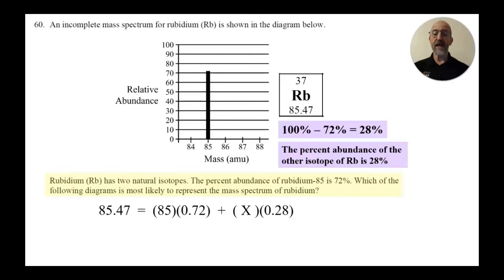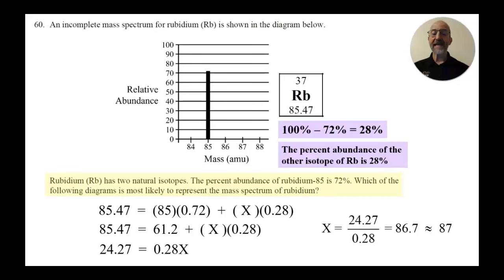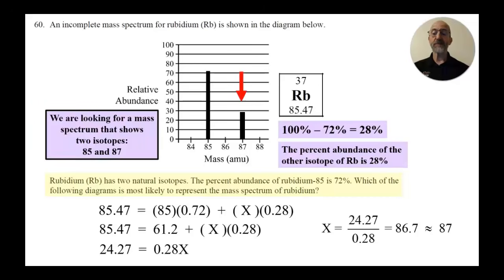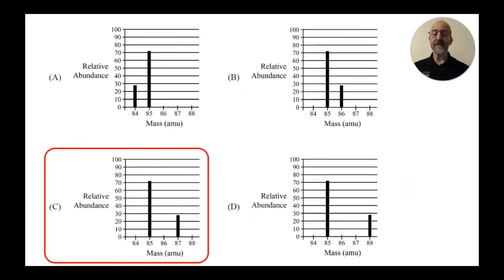So I will go ahead and multiply 85 by 0.72, and that works out to be 61.2. Then I will subtract 61.2 from both sides of the equation, and I get 24.27, and that is equal to 0.28 times x. Now I will divide both sides of the equation by 0.28, and what I get is that the mass number of the other isotope of rubidium works out to be 87. So we're looking for a mass spectrum that shows two isotopes, 85 and 87. So that makes the correct answer to question 60, choice C.